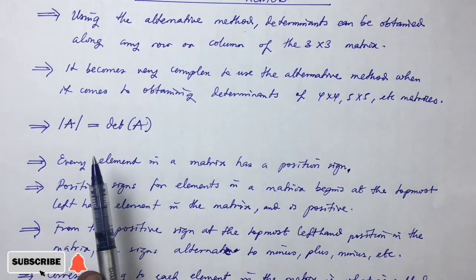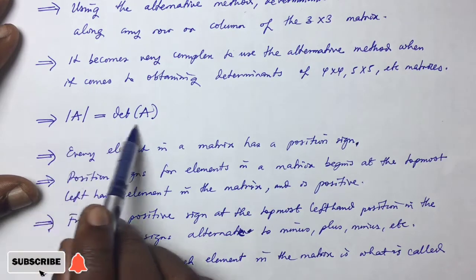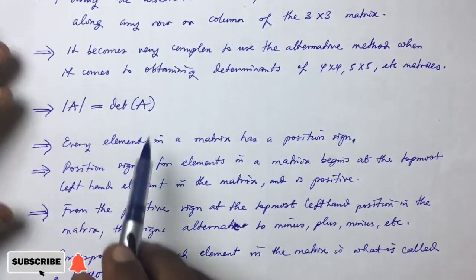Okay? Now, the third thing I want you to take note of is that remember the notation for the determinant of a matrix. Either for a matrix A, the determinant will be putting A in between two straight lines, or this.